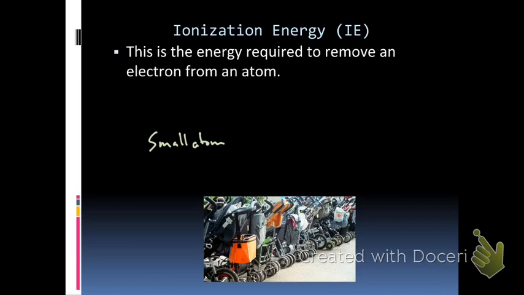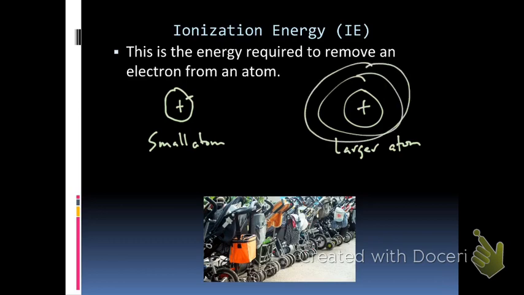So if you have an atom, let's say this is a proton, and this is the electron you're trying to remove. Well, if it's closer to the positive charge, it's going to be more attracted and held more tightly, right? And so it's going to be harder to remove. Whereas if you have a larger atom, and the electron is way out here and you're trying to remove it, it's going to be easier to remove. Why? Because it's not held as tightly. Because of the shielding, it's further away, and so there's not as great of an attraction between that positive and negative charge. So it's all based off of radius.